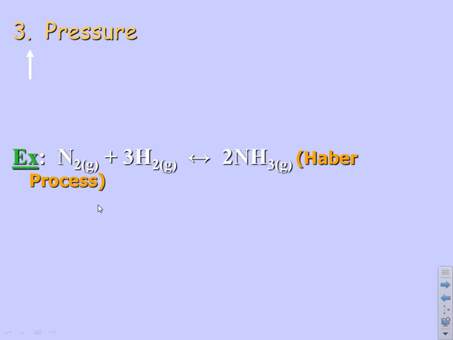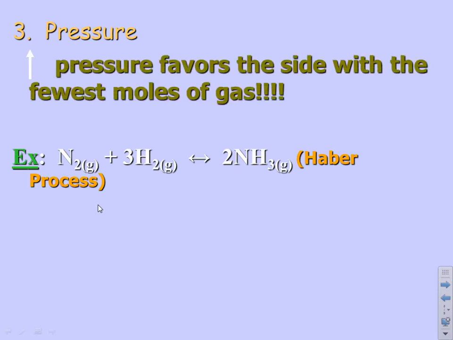Next, we want to look at increasing pressure. When you increase pressure, you're going to favor the side that has fewer moles of gas. We've talked about over and over, pressure only affects gases. So you've got to be really careful that you're looking at just gases. So here is a gas, here is a gas, here is a gas. If there were no gases in this equation, pressure would have no effect.